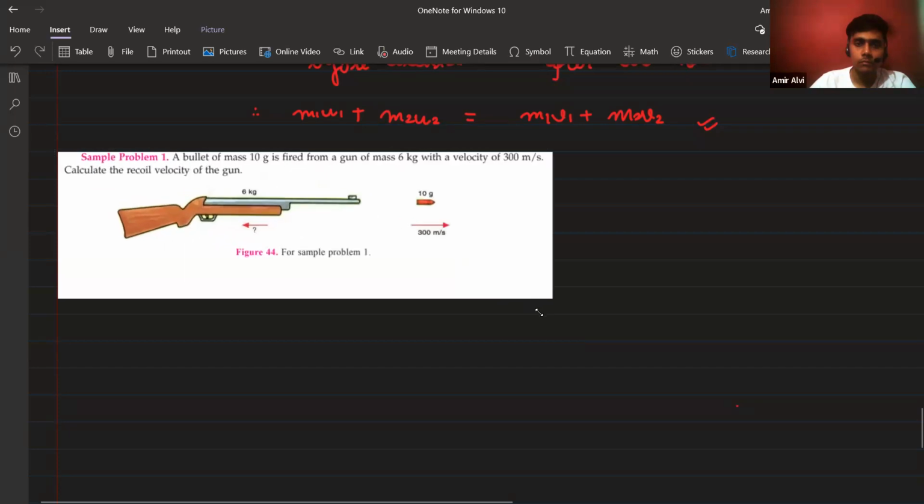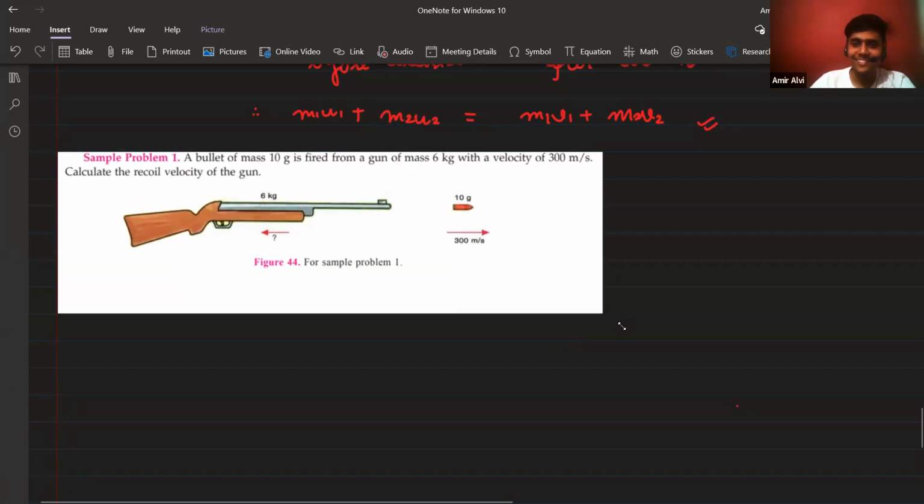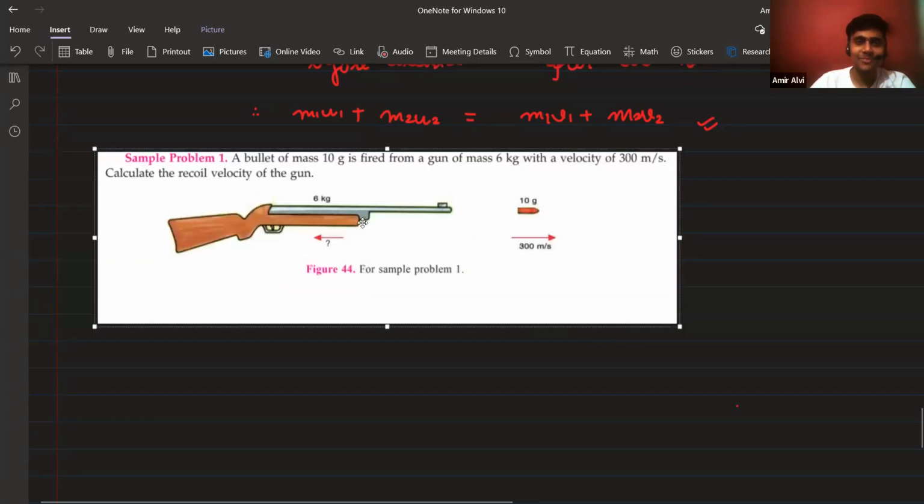Sir, this is also a rifle, yeah? Yes, this is also a rifle. Wow. Wow.